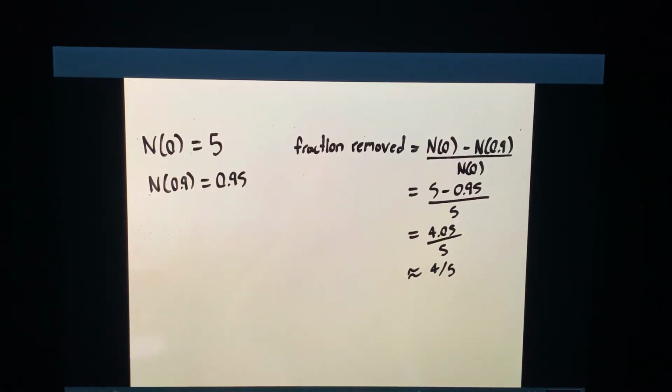The question asks for what fraction of the original quantity has been removed, so we must find the answer in terms of a fraction. We know our original amount of pollutant at t equals 0 is 5, and we know that the amount of pollutant at t equals 0.9 years is 0.95. Therefore, since we know how much pollutant is in the river at this time and the original amount, we can say the original amount subtract the current amount, then divided by the original amount should get us the fraction of the original amount that has been removed. This gets us a fraction of approximately 4 over 5.